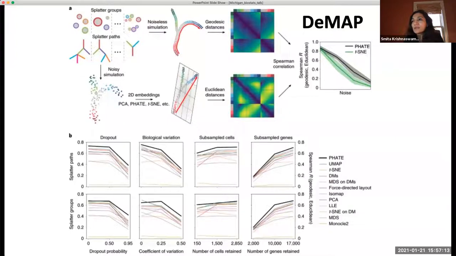One of the metrics we proposed for what we think FATE is doing is that it's preserving affinities on a manifold in a denoised way. To show that, we created fake datasets from the Splatter program that can be paths or groups. We simulate it with no noise and measure geodesic distances. Then we embed it in 2D and see what it's doing.